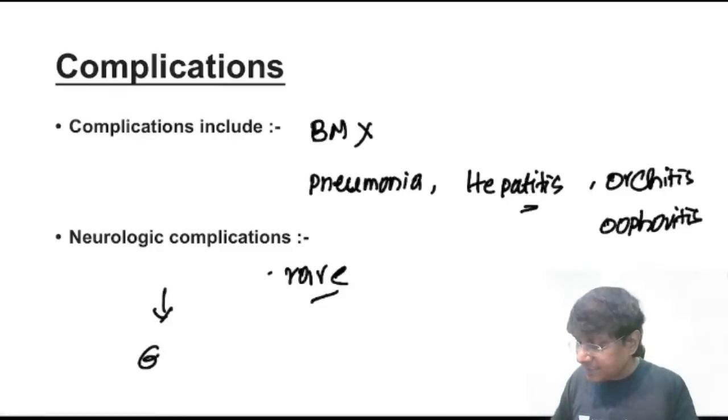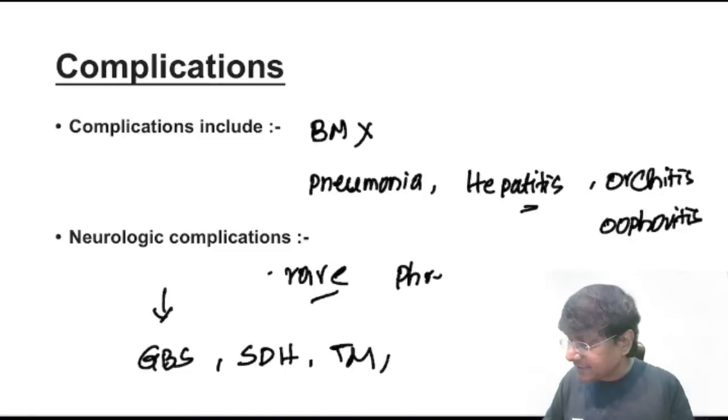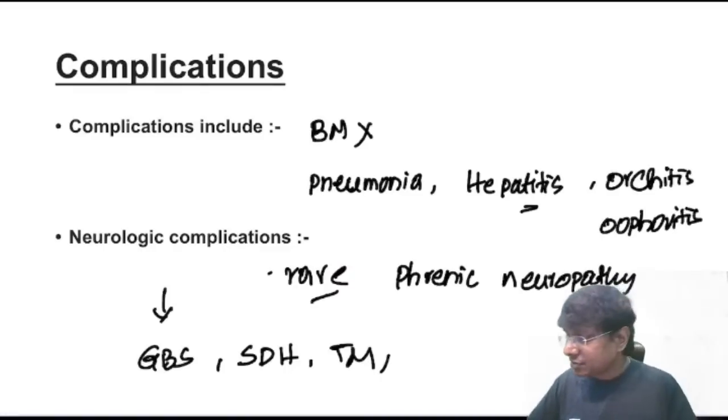The neurological complications will be in the form of Guillain-Barré syndrome. There can be development of subdural hematoma. There can be development of transverse myelitis, right? And there can also be phrenic neuropathy. Once there is phrenic neuropathy, the individual will develop respiratory muscle paralysis. Then what is the treatment that you will come across in dengue?